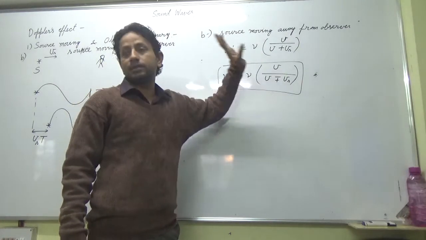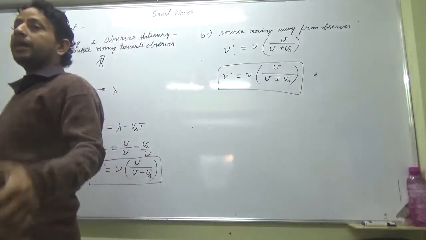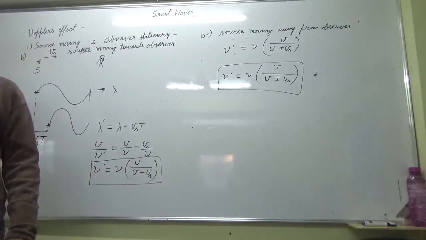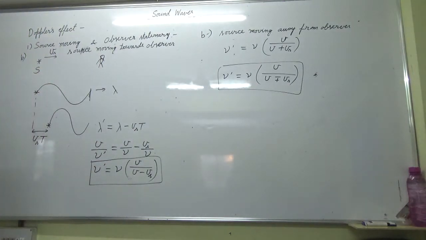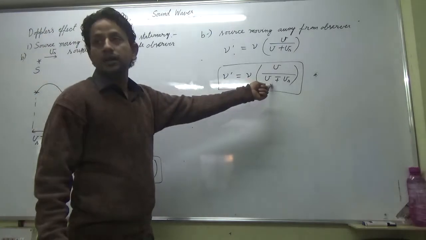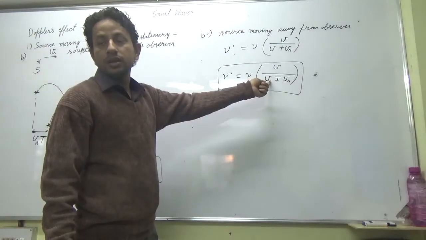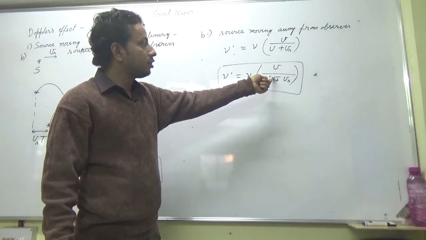And for both the cases, observer and source, if they are coming closer, then apparent frequency will be more. And if they are moving away, then apparent frequency will be less. Okay. So since it is in denominator, if they are coming closer, you have to use minus sign.